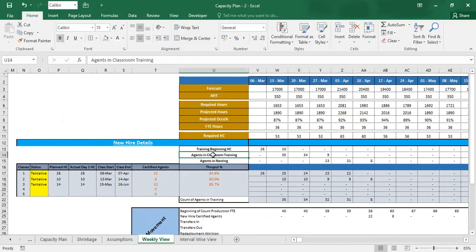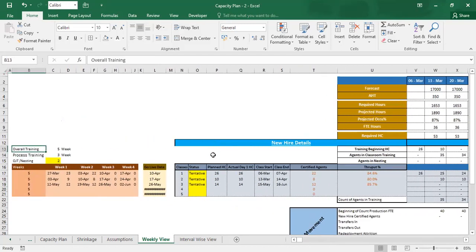Okay. So now coming to the new hire planning. I have written here the overall training: 5 weeks, including 3 weeks of process training, with pre-process training, and the OJT, I mean the nesting, that we have for 2 weeks. These are my training weeks: week 1, week 2, week 3, week 4. I have mentioned the OJT weeks here. If we have OJT for more than 2 weeks, the numbers will come in weeks 3 and 4.